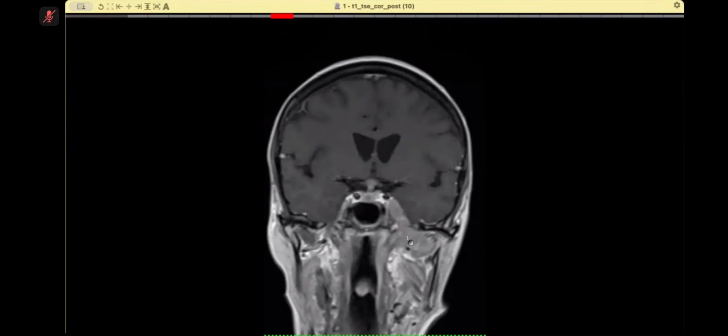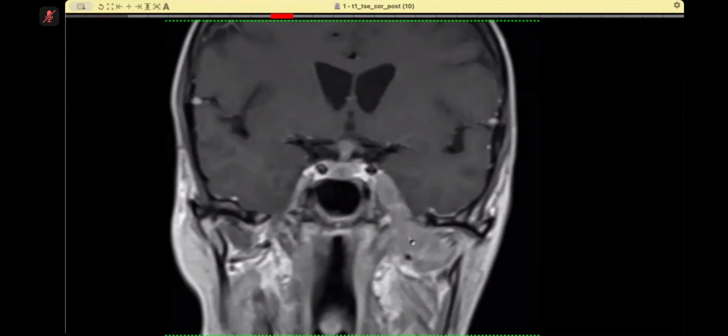And then you can see here that it is going through the foramen ovale. It is going into the cavernous sinus. Similarly, squamous cell carcinomas, etc., can also do that.